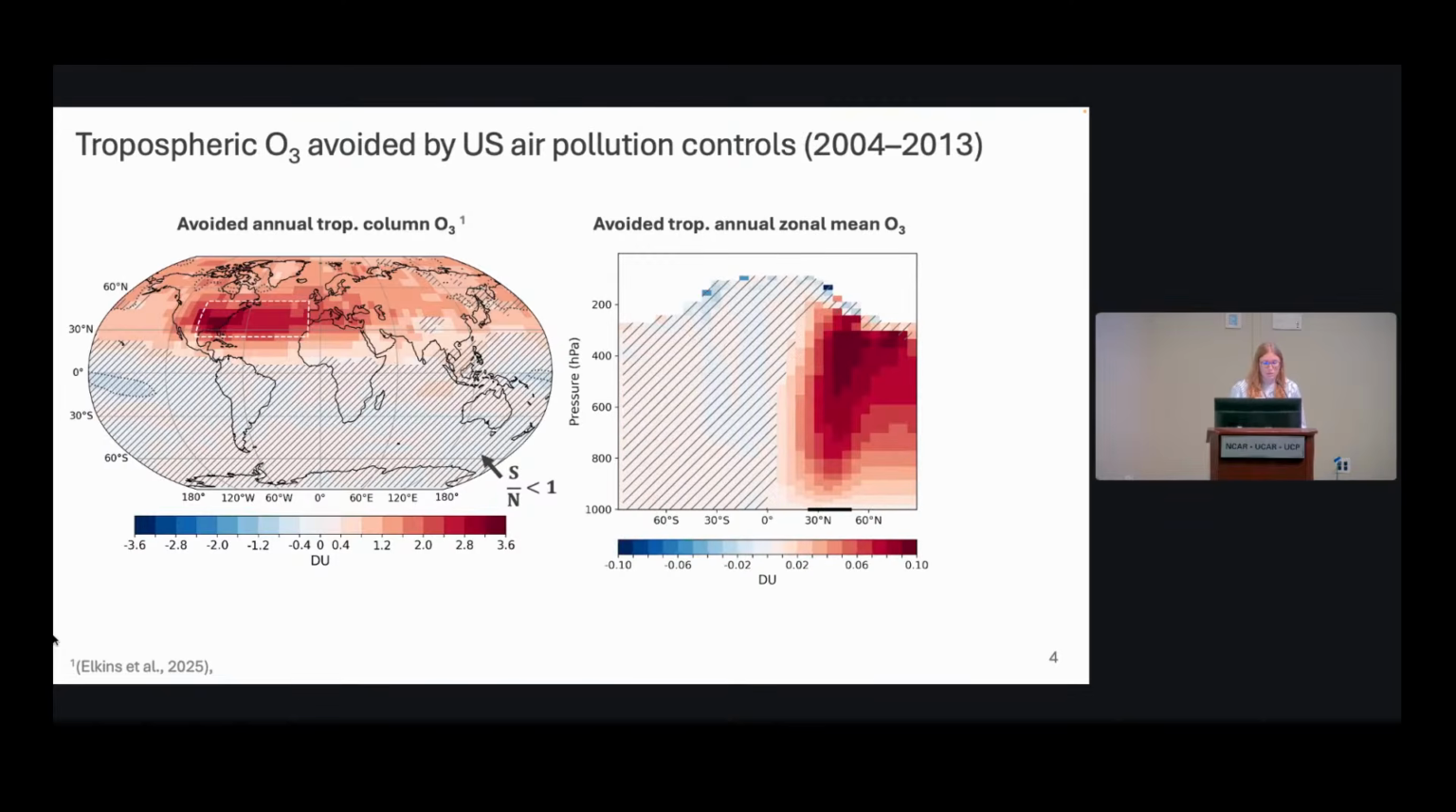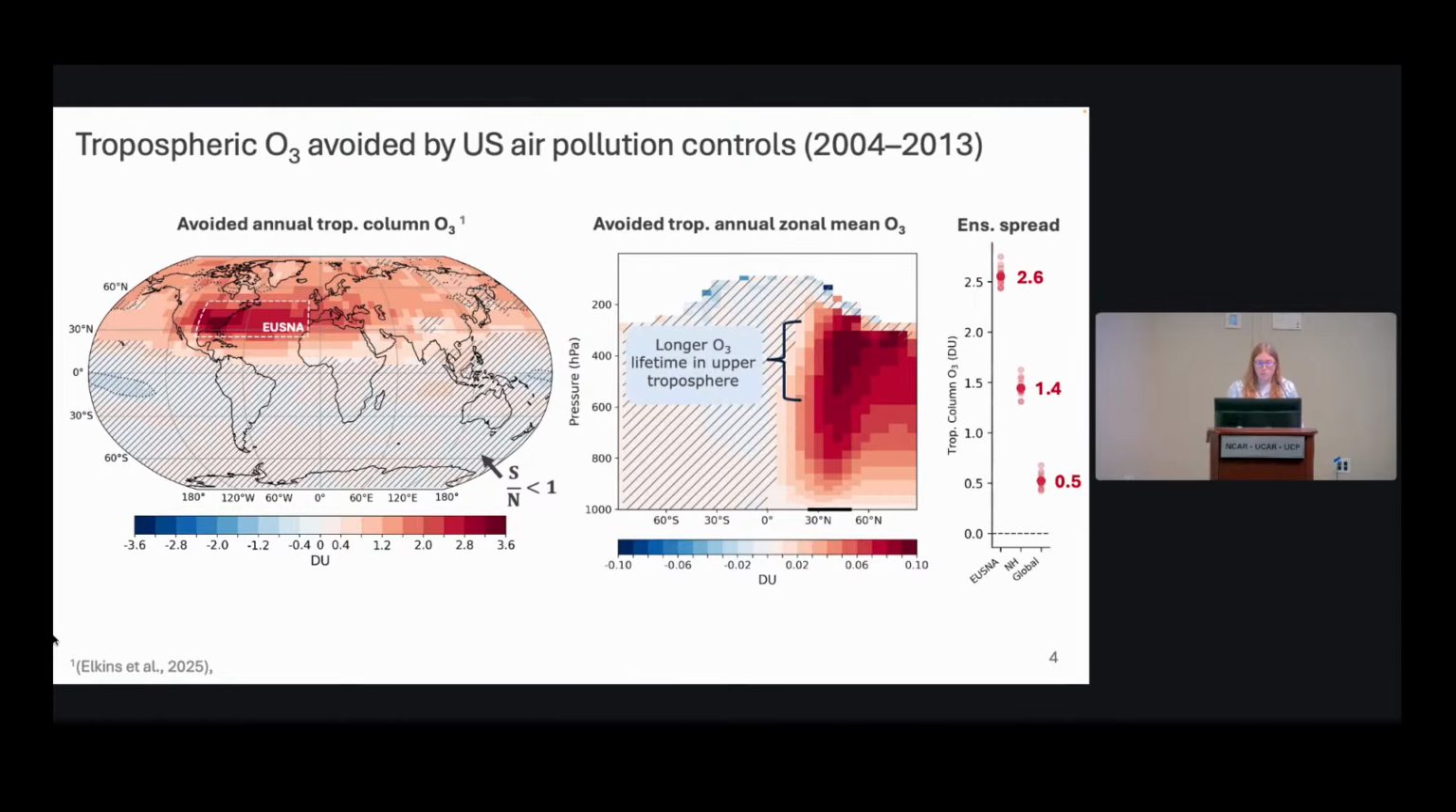We also can look at this signal in the annual mean, looking at the vertical profile. We see that the signal is greatest in the upper troposphere, where the lifetime of ozone is longer. We averaged the signal over 3 different spatial averaging regions: the eastern US and North Atlantic Ocean region, which is designated by that white box on the map, the northern hemisphere from 20 degrees and northward, and the globe. We find avoided tropospheric column ozone globally averaged of about 0.5 Dobson units. Just to put this into perspective, this is about 6 to 8% of the global mean pre-industrial to present day tropospheric column ozone change, estimated from ACMIP simulations in the Stevenson et al. paper in 2013.